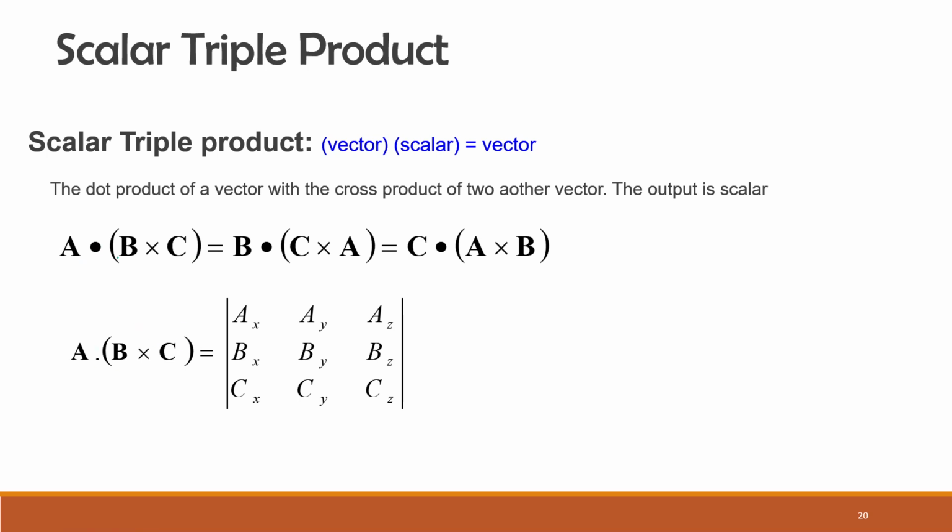If you have A dot B cross C, you do B cross C first, and then the result of B cross C you do the dot product with A. If you are given A, B, C, you can prove that these three are actually equal: A dot B cross C is equal to B dot C cross A, equal to C dot A cross B. This is a scalar triple product.